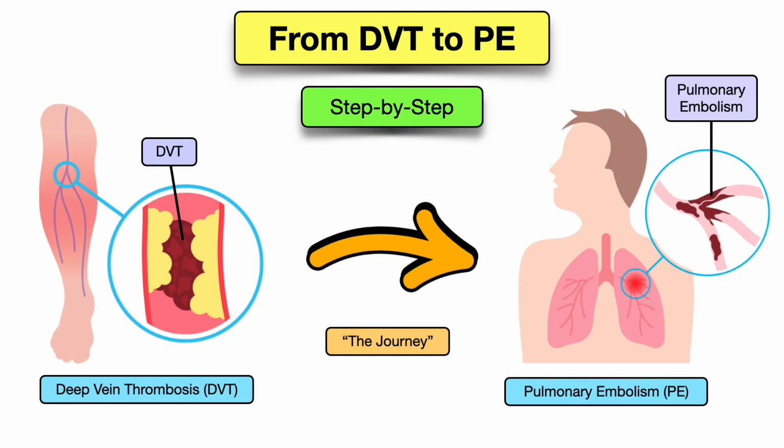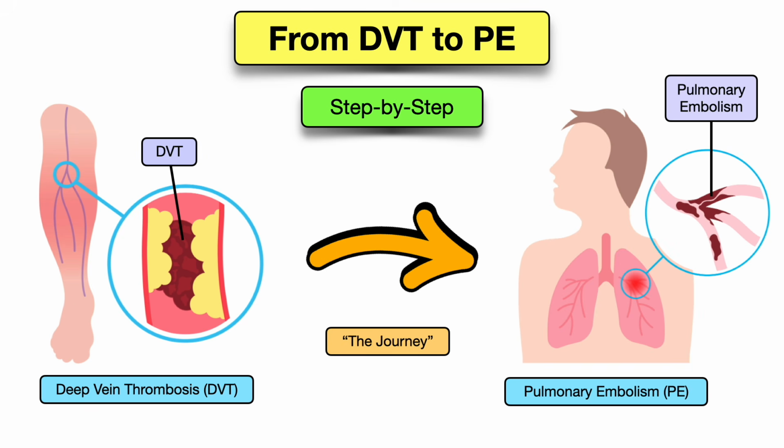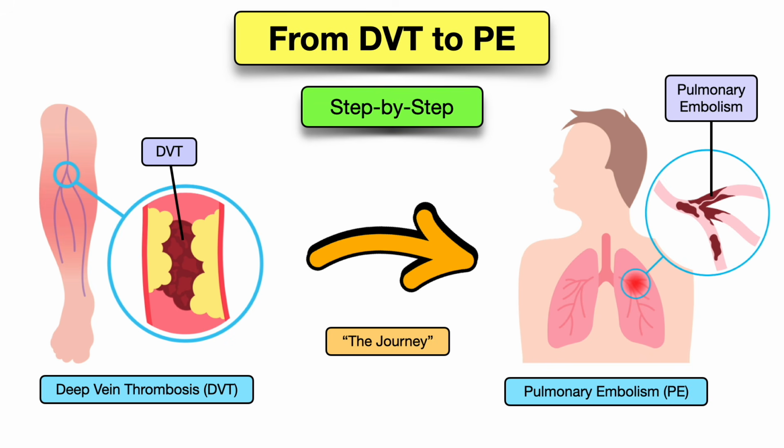In this video, we're going to talk about how a blood clot travels from the legs to the lungs. In other words, how a deep vein thrombosis, or DVT, becomes a pulmonary embolism, or PE. People often wonder how a blood clot in the leg can cause a problem in the lungs. This video will show you step by step.